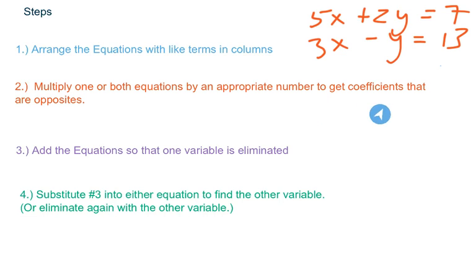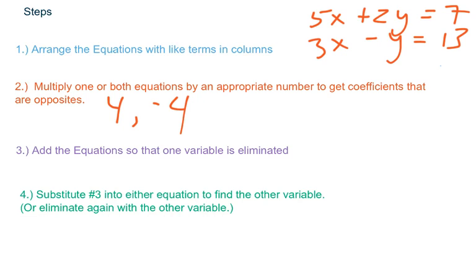And here's what you're looking for: coefficients that are opposites. Remember that opposites would be like 4 and negative 4. So we would like to see something like 5 and negative 5, or 3 and negative 3, 2 and negative 2, negative 1 and 1. You can go bigger, like 15 and negative 15. But you've got to think through it and make a decision. And there are different decisions that you can make.